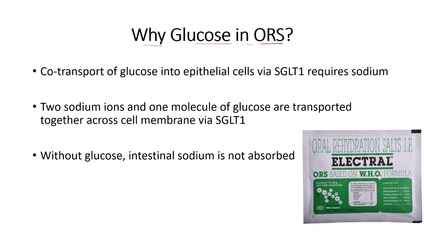So in the composition, you have dextrose along with sodium. So dextrose, what is the purpose of dextrose? Co-transport of glucose into the epithelial cells via the sodium-dependent glucose co-transporter SGLT1 requires sodium. So, two sodium ions and one molecule of glucose are transported together across the cell membrane via SGLT1, and this is a type of symport, that is both the molecules move in the same direction. Glucose and sodium are co-transported. It is a symport. So, without glucose, intestinal sodium will not be absorbed. So, in order to absorb sodium and in order to avoid the electrolyte depletion, we have to add glucose to the ORS solution. So that is the basis of adding glucose in ORS solution.